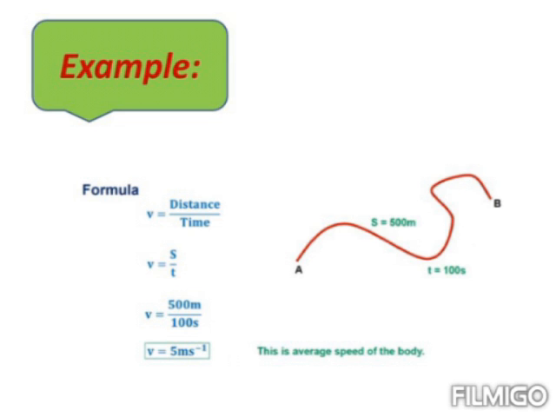Now we replace the quantities with their values. Distance is equal to 500 meters, so v is equal to 500 meters divided by time, which is 100 seconds. So the formula becomes v is equal to 500 divided by 100. Now divide both quantities, so v is equal to 5 meter per second. That is the speed of the object.